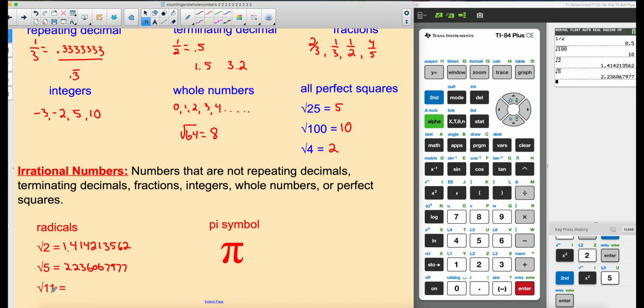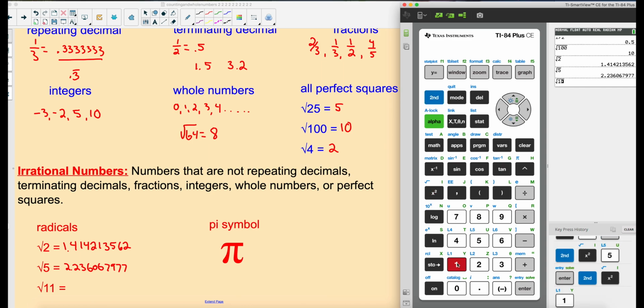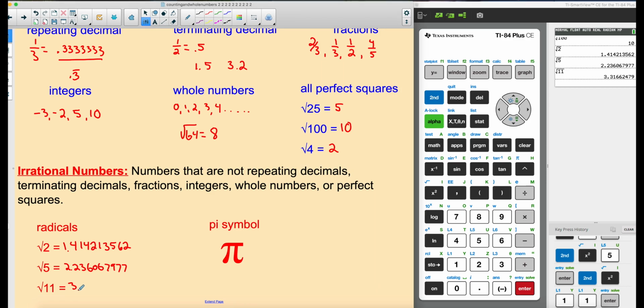Last example of a radical. There's plenty more examples, obviously, but second, x squared. You put in 11. Once again, boom, notice the decimal, 3.31662479. This is what we call irrational. Whoops. That got a little crazy right there, guys. Anytime you get a decimal that looks like this, guys, that is always irrational.